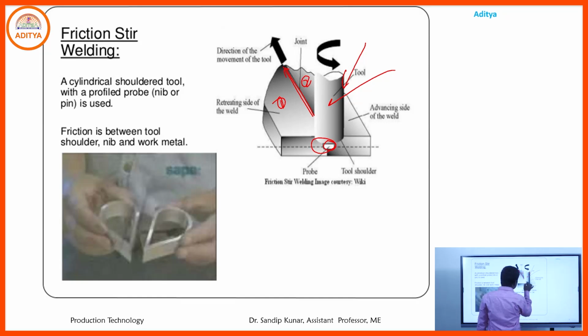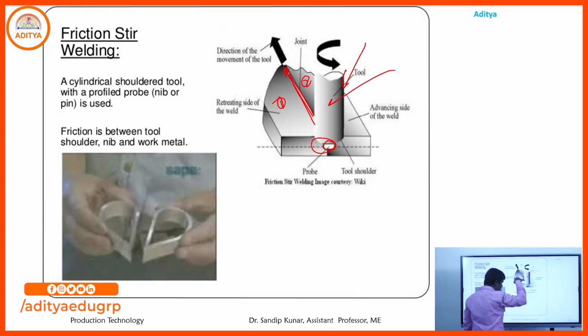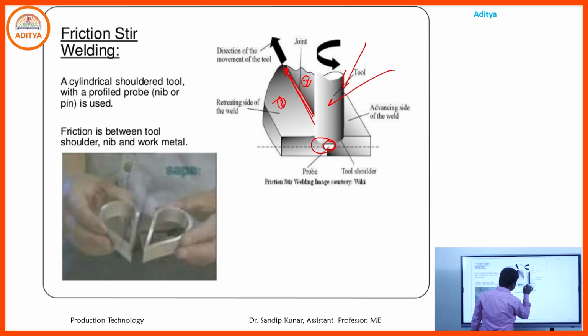When the tool is rotated and moved in that direction, the tip also rotates, and pressure is applied on the joint. Continuous friction occurs between the tip and the surface zone, and due to continuous mechanical friction heat is generated. Due to that heat, the surface is melted and welded accordingly.